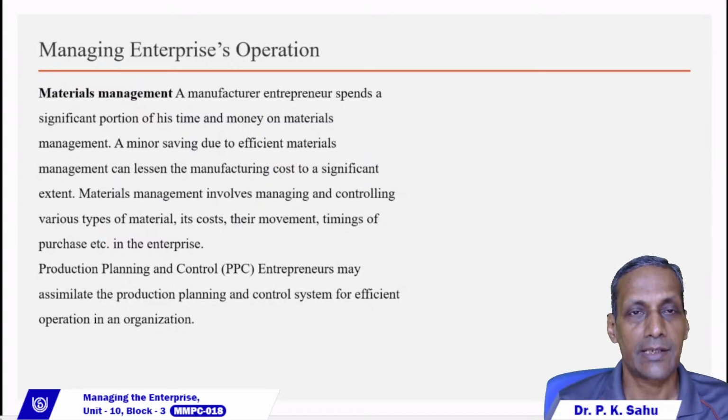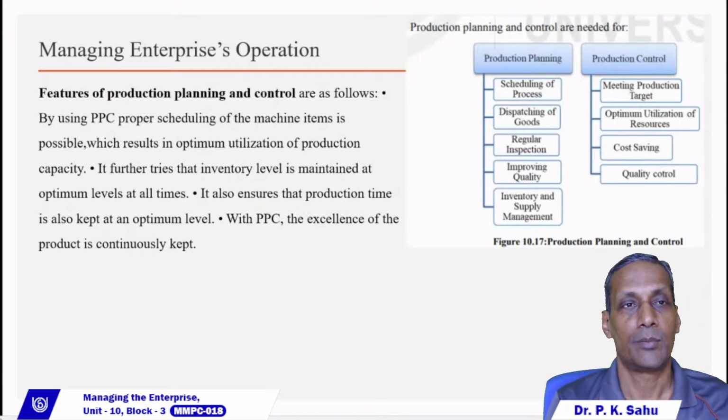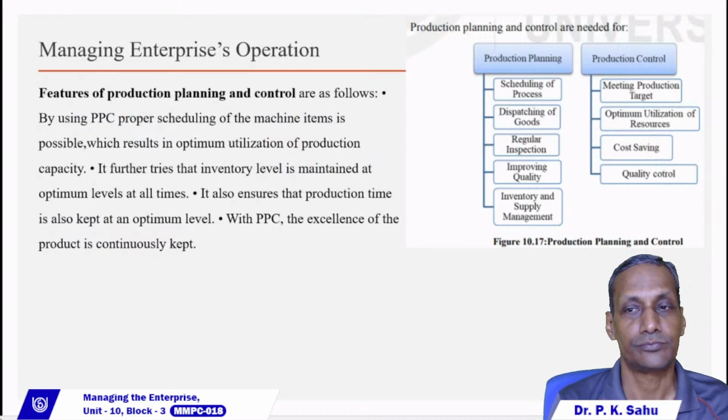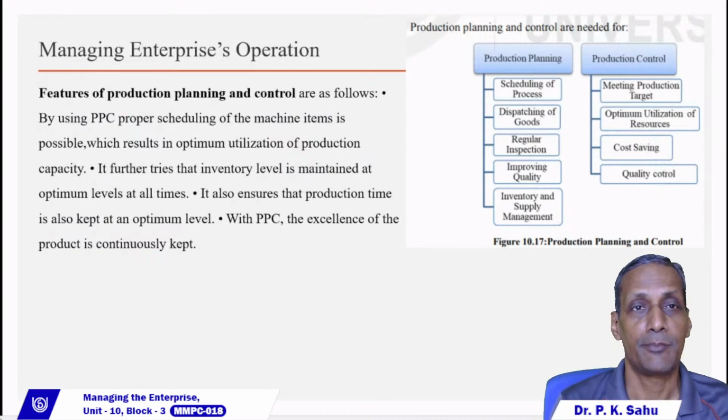Materials management is another aspect in order to manage the entire enterprise's operation. A manufacturer entrepreneur spends a significant portion of his time and money on materials management. A minor saving due to efficient materials management can lessen the manufacturing cost to a significant extent. Production planning and control is also an important aspect of managing enterprise operations. By using PPC, scheduling of the machine items is possible, which results in optimum utilization of production capacity.